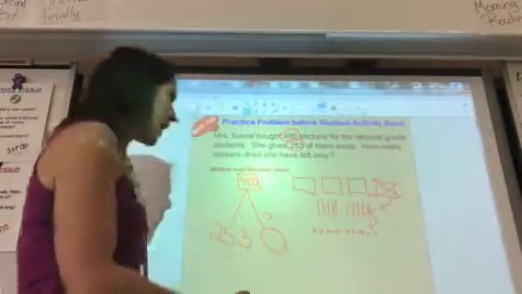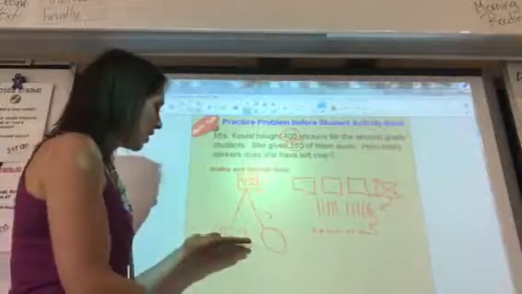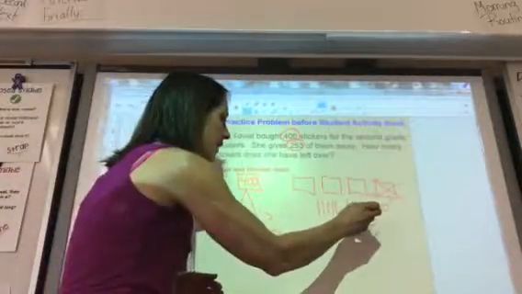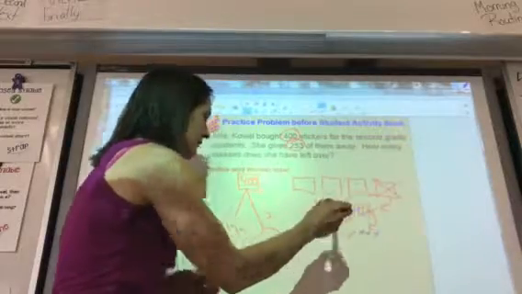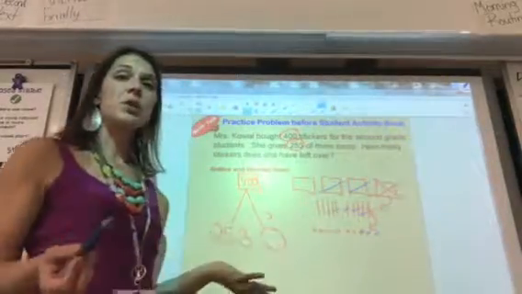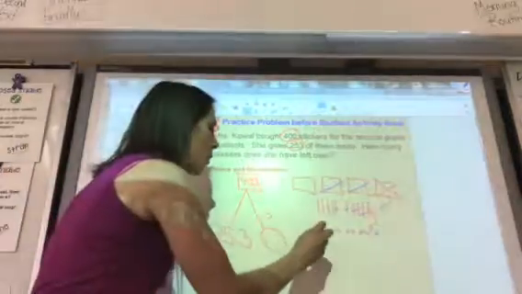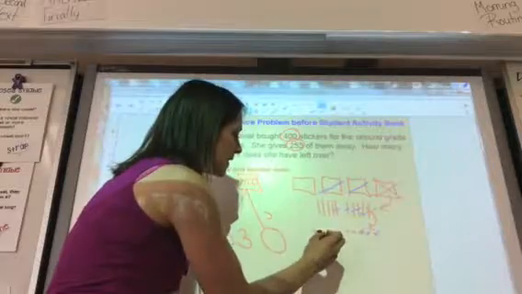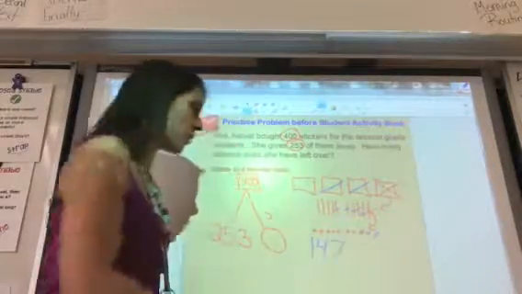Now if I subtract, I'm going to take away 3 ones, 5 tens, and 2 hundreds. Whatever's left over will show me my missing add-in. I have 100, 4 tens, and 7 ones.